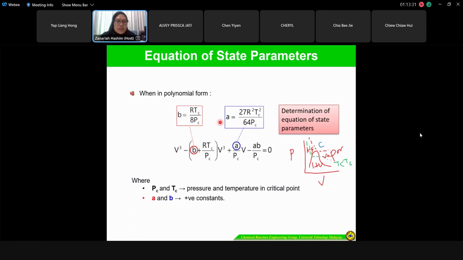Eventually we end up with this equation for A. You can calculate A based on the value of TC and PC, and B is also based on TC and PC. So A and B are substance dependent, because different substances have different TC and PC. Right? So if you know the TC and PC, you can calculate A and B.